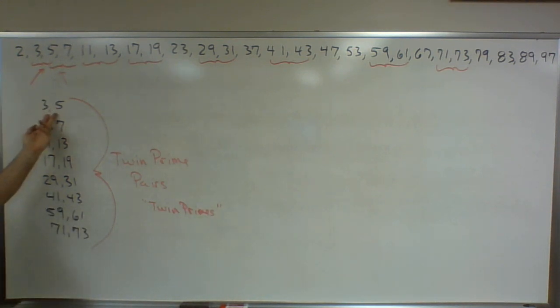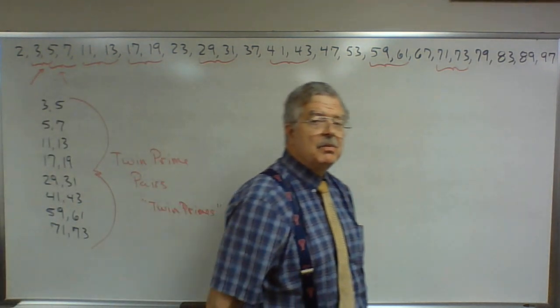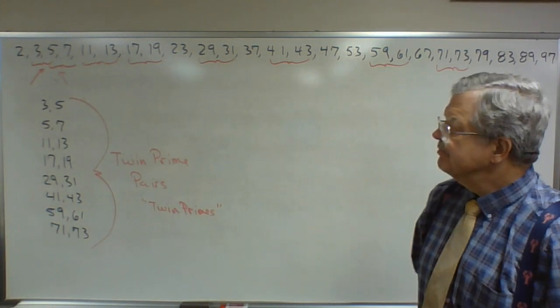Each of these pairs is called a twin prime pair. 3 and 5, they're a twin prime pair. 5 and 7, twin prime pair. 11, 13, they're a twin prime pair, and so forth and so on. Between 1 and 100, there are 1, 2, 3, 4, 5, 6, 7, 8 twin prime pairs between 1 and 100. Huh.